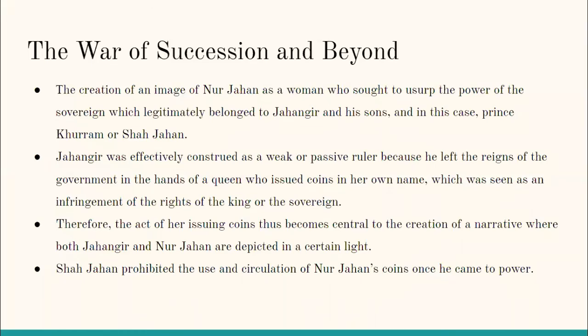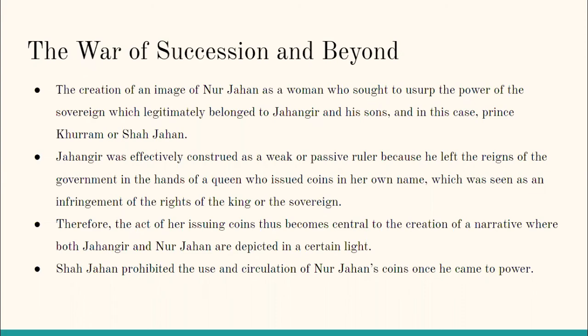Nur Jahan first tried to marry her daughter to Khusro, but he did not marry her. And then subsequently, she married her daughter to the youngest son of King Jahangir, Prince Shahryar. Now, this was seen as an act of offense by Prince Khurram, the future Shah Jahan. And this led to a lot of political tension between Nur Jahan and Shah Jahan. So, of course, we all know that Shah Jahan succeeded to the throne. However, a lot of anecdotes and stories then circulated among the people in the markets and in other places about the entire War of Succession and Nur Jahan's role in it.